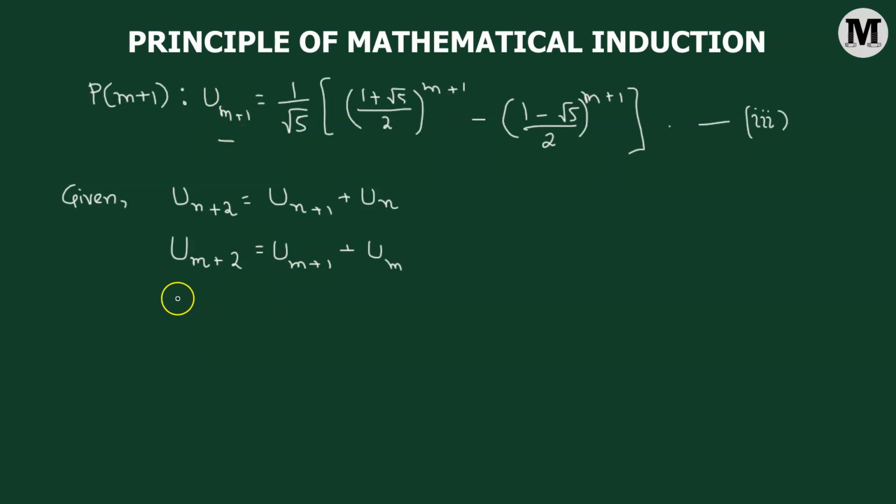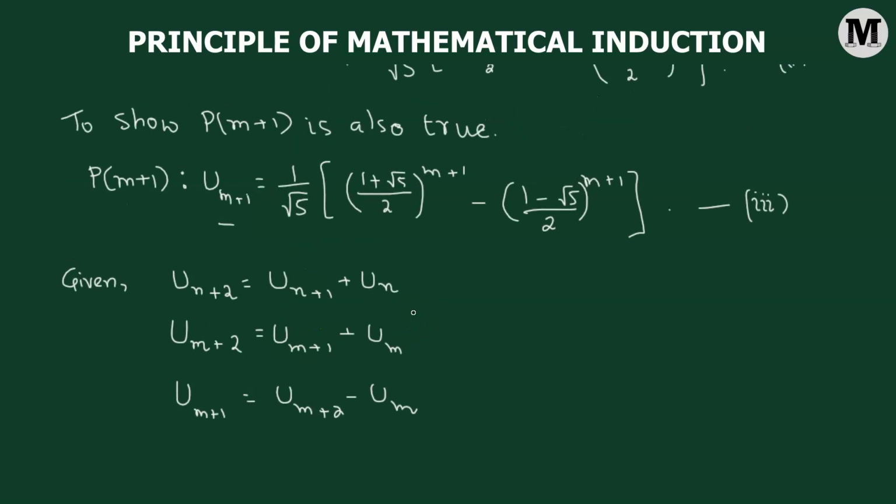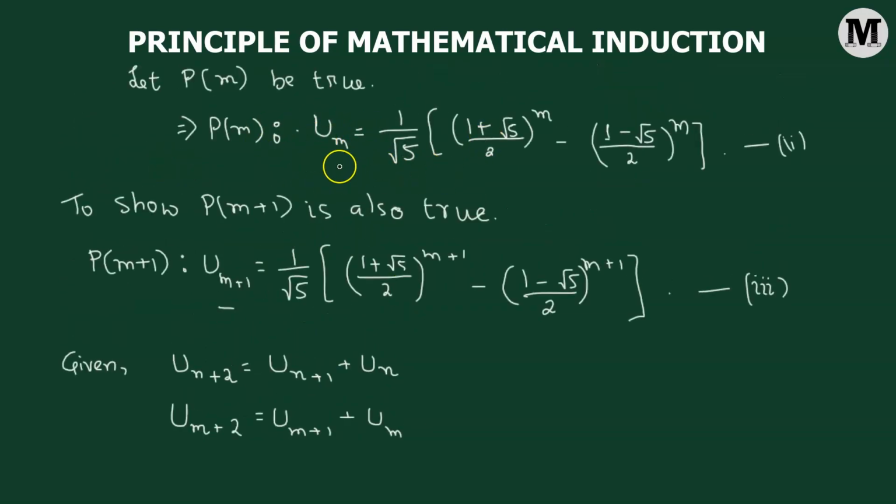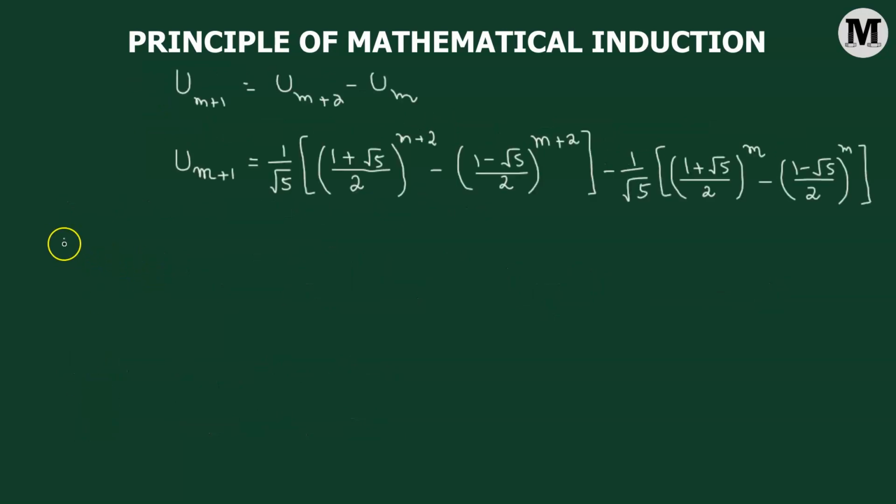So we're going to rearrange the terms to get u of m plus 1, which equals u of m plus 2 minus u of m. Fine. Now, this is the condition that we are going to use to verify P of m plus 1. What we need is u of m plus 2 and u of m. Since we have already considered P of m to be a true statement, we can take the help of P of m to obtain u of m, and to get u of m plus 2, all we have to do is replace this m with m plus 2 as well as this power m with m plus 2 as well. So now let's further simplify.